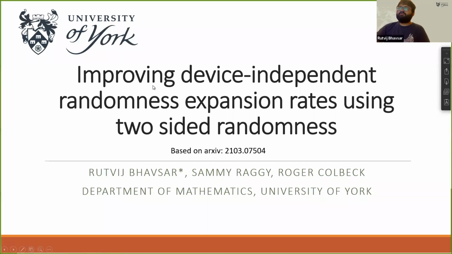Hello, I'm Rutvij, and today I'm going to be talking about improving device-independent randomness expansion rates using two-sided randomness. This work is already on arXiv and was done by me along with my collaborators and my supervisor, Roger.